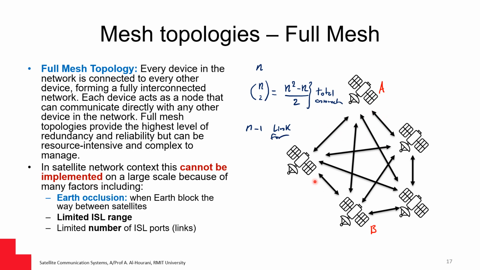So look at this, we have 5 nodes. Each satellite will require 4 connections to other satellites. So for a simple network, for example, let's say 20 satellites, if you do the calculation here, you will find this will end up with 190 total connections. And each satellite will require 19 ports, 19 different antennas to point at the other 19 satellites.